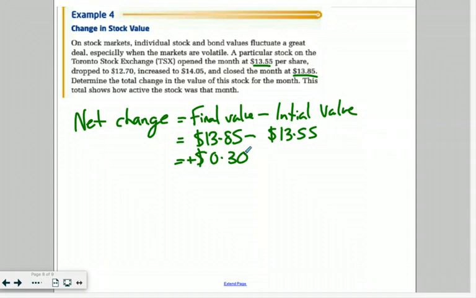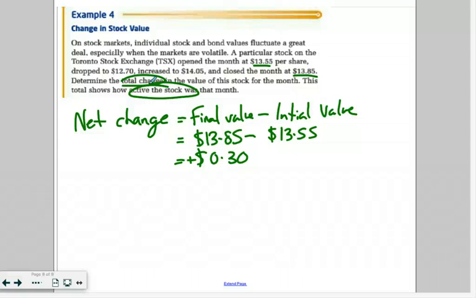But what we're interested in is the total change, showing how active the stock was that month. So it's not fair to just look at the net change from the beginning of the month to the end of the month, because if the stock is continually going up and down, you want to know how much that's moving so that you can understand, well, is this something that's reliable? Should I bank on it? Is it safe, or is it more risky? The more it's going to move and change, the more risky it would be.